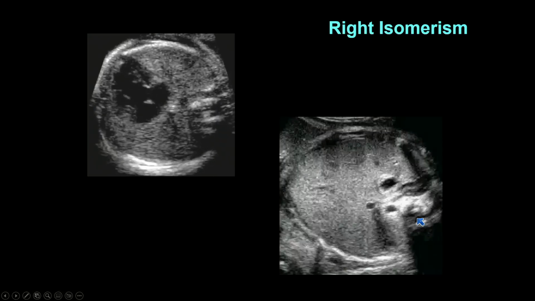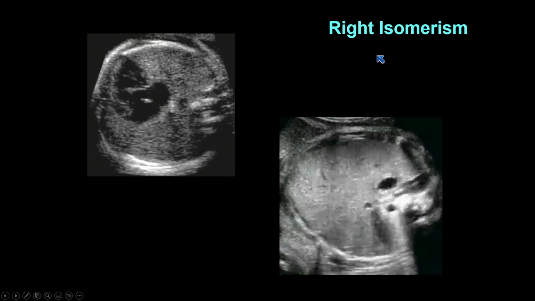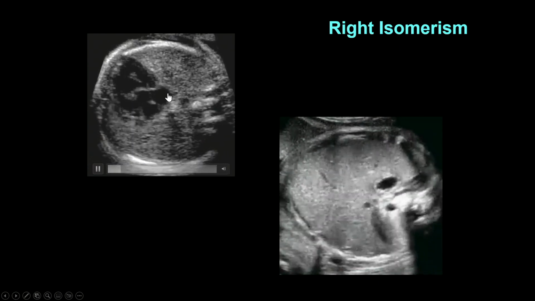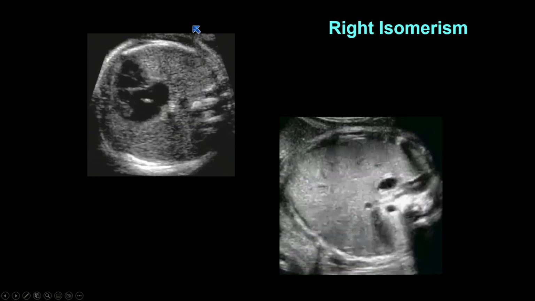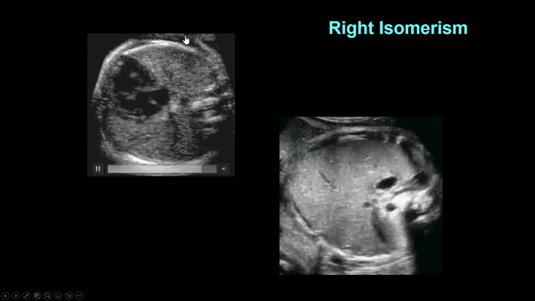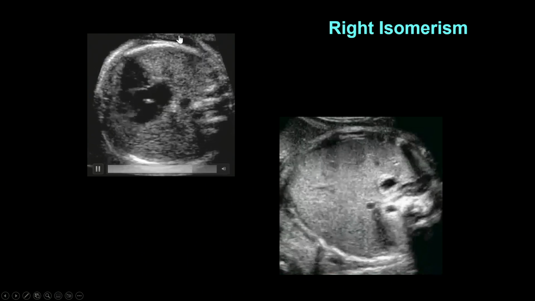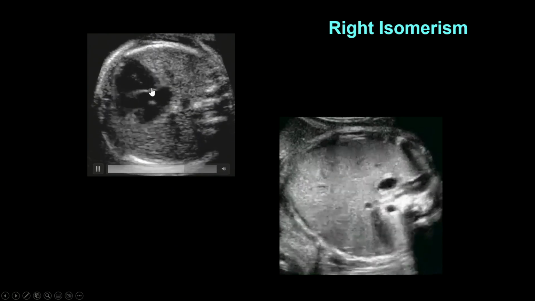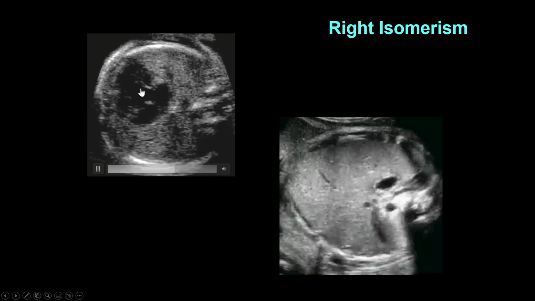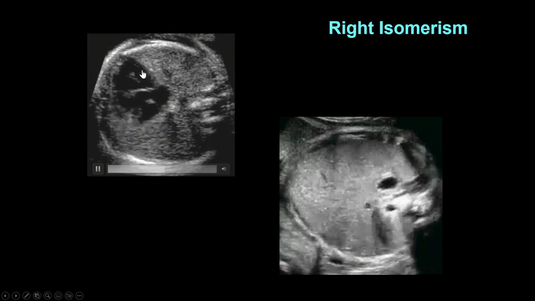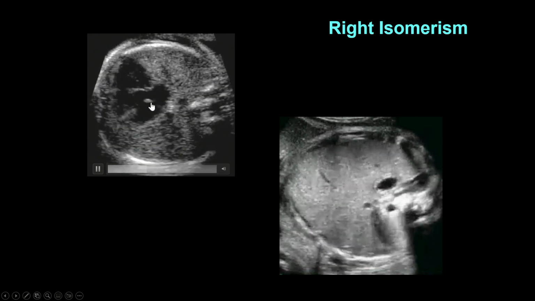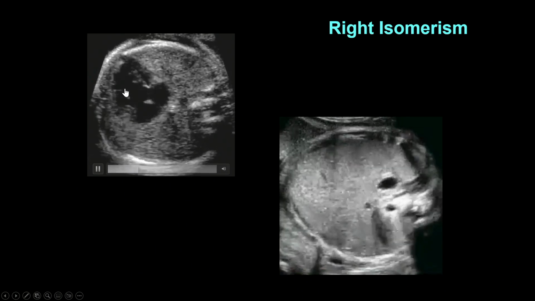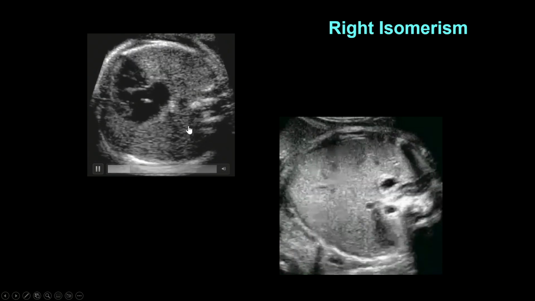So let's show you some examples. This is a patient with right isomerism, and this is on this fetus. I didn't display it, but this is the right side. So we have rotated, and what you see already, this is an unbalanced AVSD. There's a small ventricle on the right side and a bigger one on the left, and the AV valve almost exclusively goes towards one ventricle.